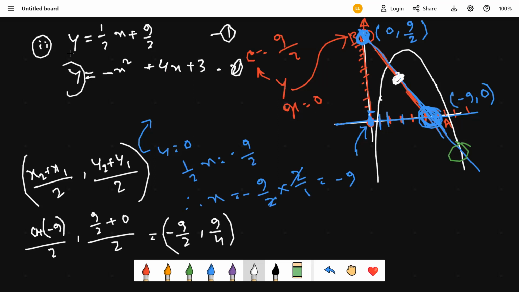That means what? This y value and that y value should be equal, isn't it? I mean the straight line's y value and the curve's y value should be the same. That means we can actually say equation 1 equals equation 2, isn't it? That should be the case where they meet each other.